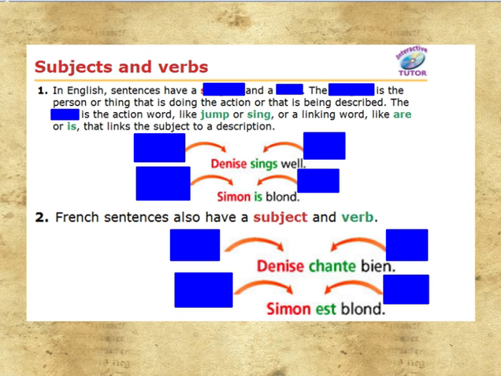So when we start talking about these subject pronouns, it becomes important that you recognize the difference between a subject and a verb in a sentence.